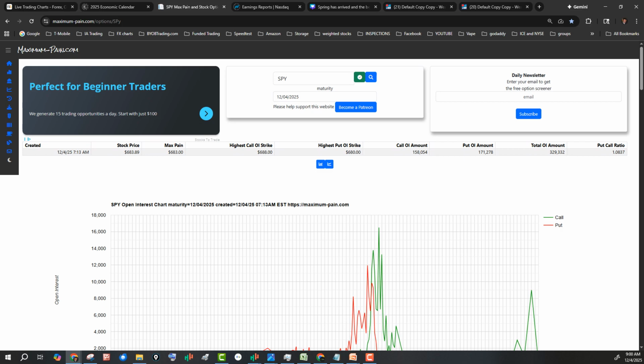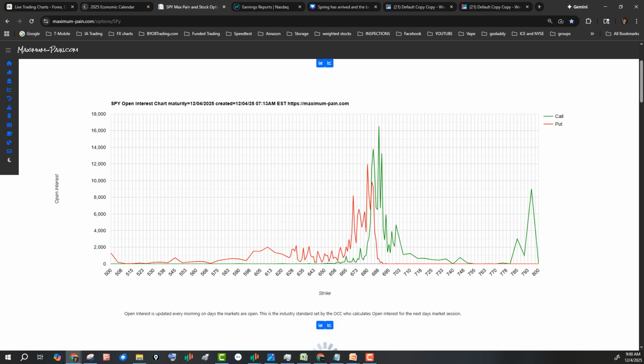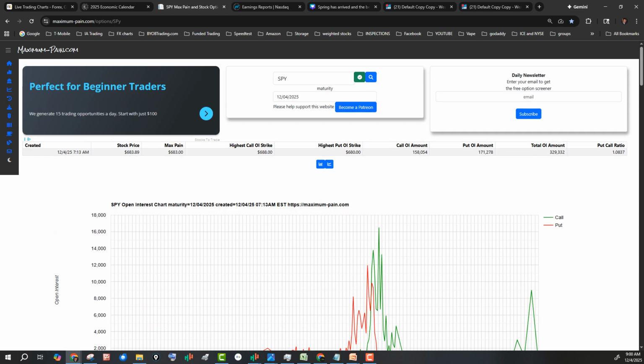On Max Pain for today, 683. All right. And put to call ratio about one put for each call that expires today. Wow, look at that. Look at that 800. Look at the volume on the 800 strike. Wow. A lot going on there.